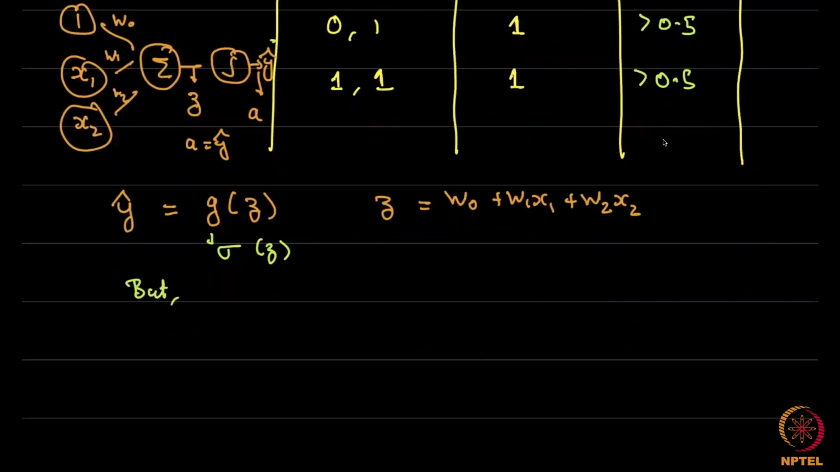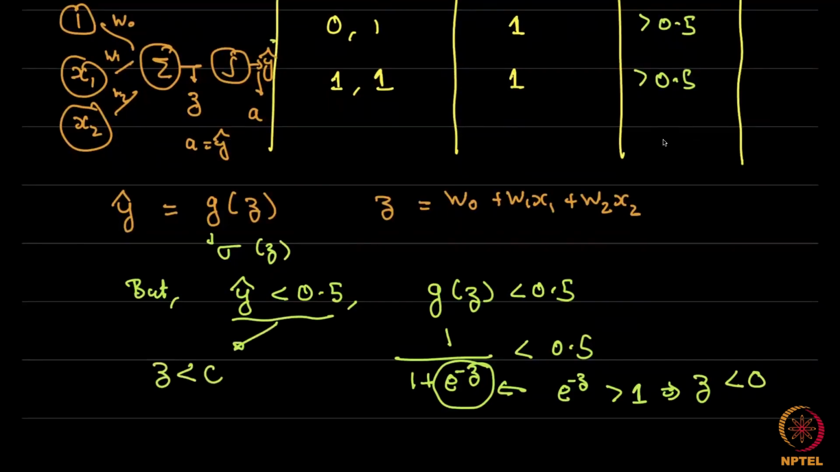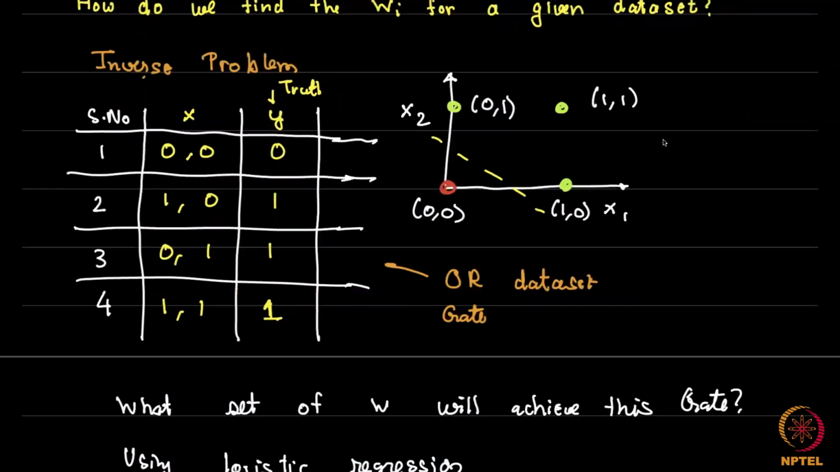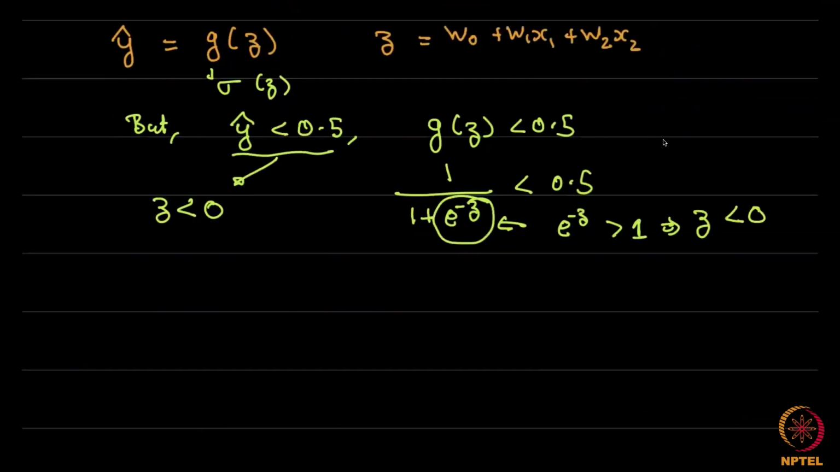But y hat less than 0.5 means that g of z is less than 0.5. g of z is 1 over 1 plus e to the power minus z, which is less than 0.5. This will require e to the power minus z to be greater than 1, which requires z to be negative. So this we know. We know that the failure cases are on one side. They are on z less than 0. For example, in this figure, let's say this side of it is z less than 0 and this side of it is z greater than 0. That's really what we want to achieve through our process. So z less than 0.